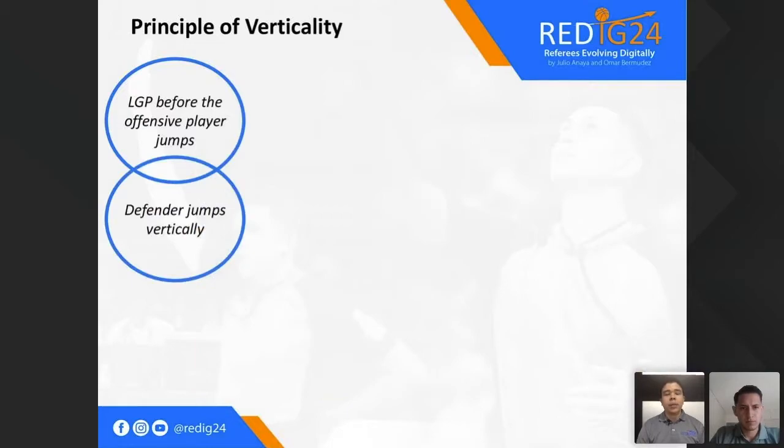Then when he's established in front of the offensive player, he can jump vertically. As Omar said, if he wants to maintain his legal guarding position, he can jump vertically. He doesn't need to jump before the offensive player jumps. He can jump after, but he needs to be in that legal guarding position before the jump of the offensive player.